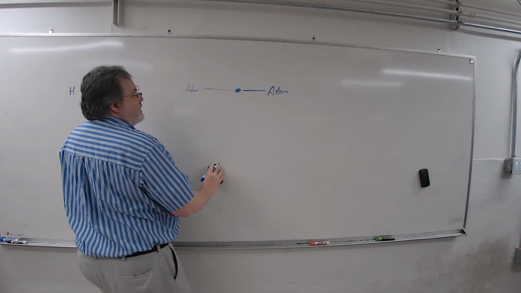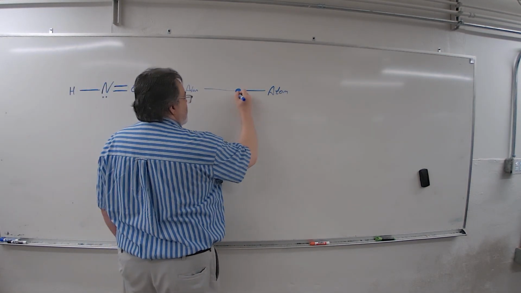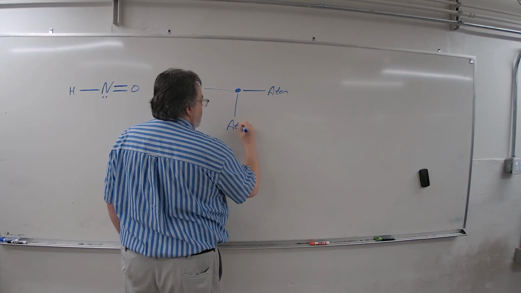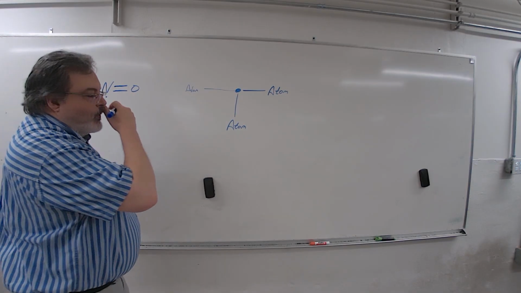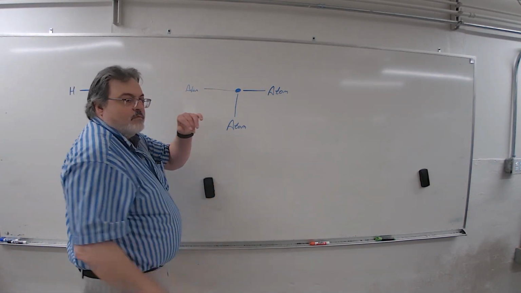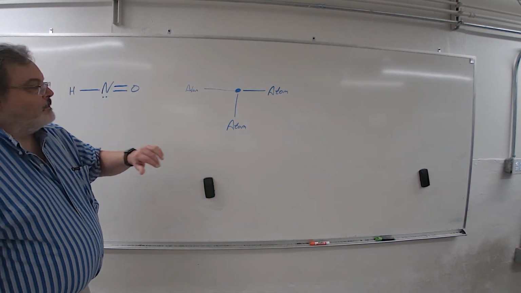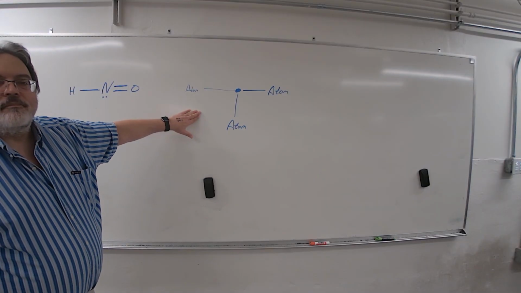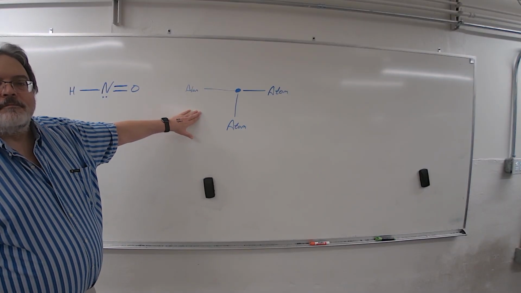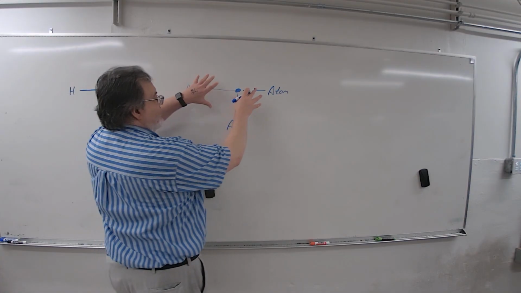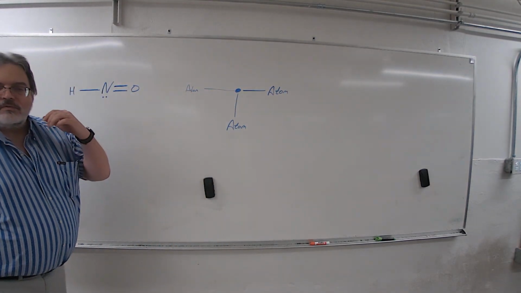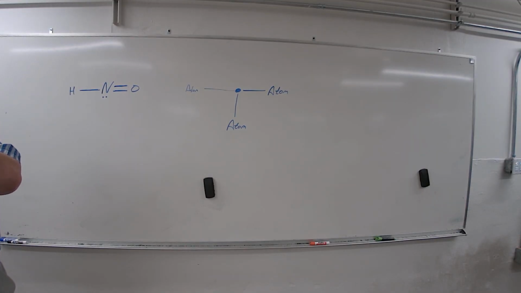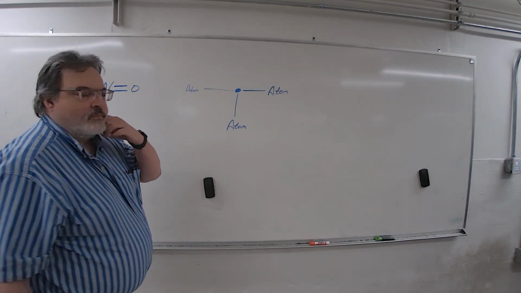linear, to now let's go to three things around it. Three things around it. They're going to organize to where they're 120 degrees apart. That's trigonal planar. Because they're going to organize and they're going to repel each other and turn into that perfect symmetrical 120 degrees. You with me? Yes. All right.